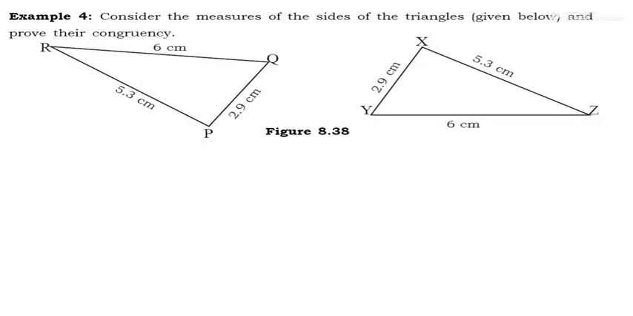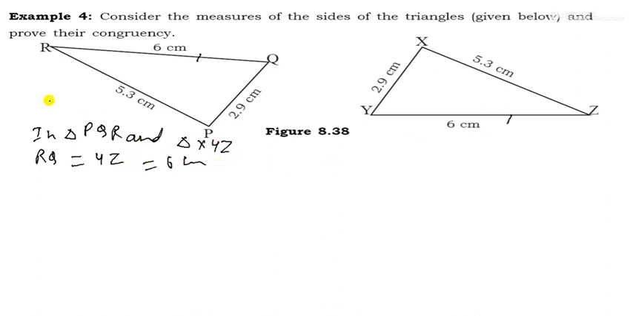Now come to example 4. Consider the measures of the sides of the triangles given below and prove their congruency. Now first of all check, in triangle PQR and triangle XYZ, RQ is equal to YZ, this one, and that is 6 centimeters. Now come to RP. This one is RP. RP is 5.3. So you can write RP is equal to 5.3.